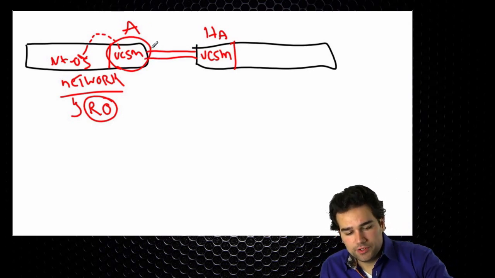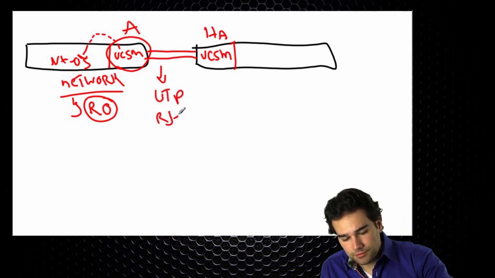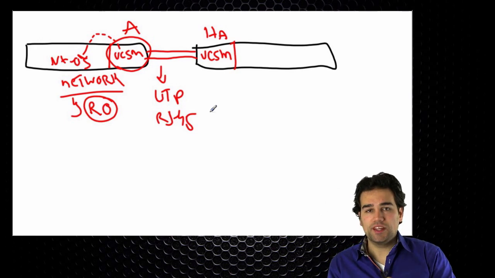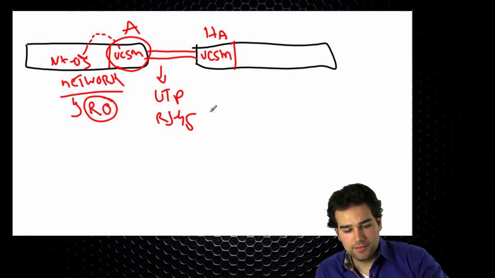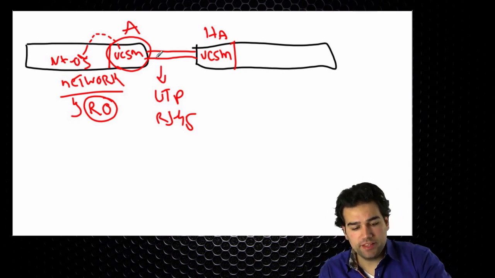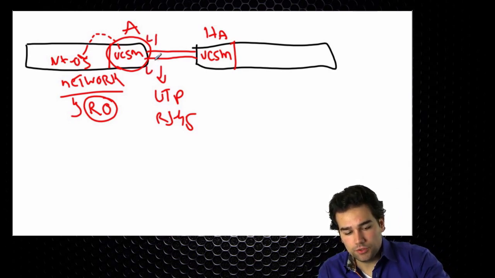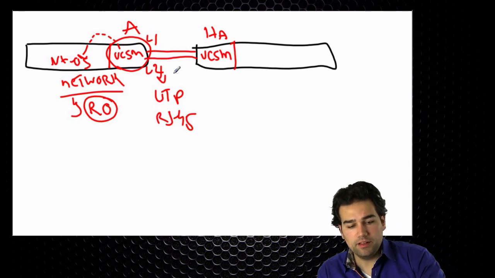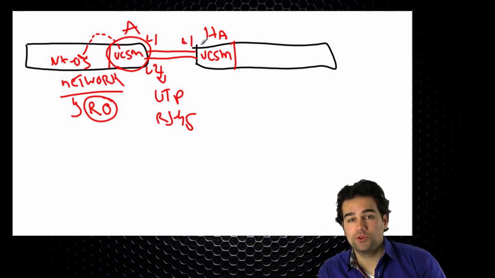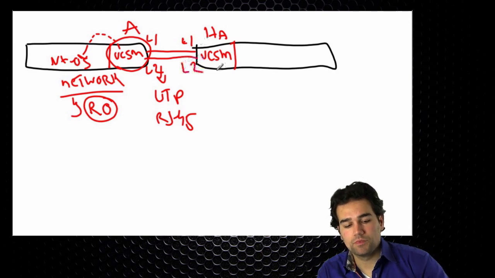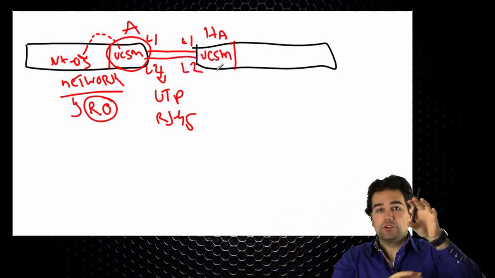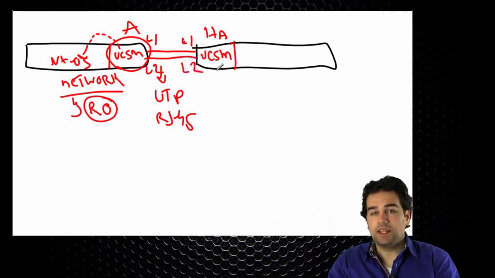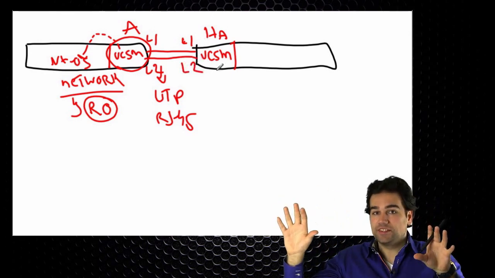What I use for that are two UTP RJ45 cables between the fabric interconnects, between fabric interconnect A and fabric interconnect B. Those two UTP cables are called the L1 and L2 port. So I connect my L1 port on one to the L1 port on the other, and L2 to L2. Because these fabric interconnects always are beside each other or on top of each other, they connect the same server. So they're never in separate data centers, right?